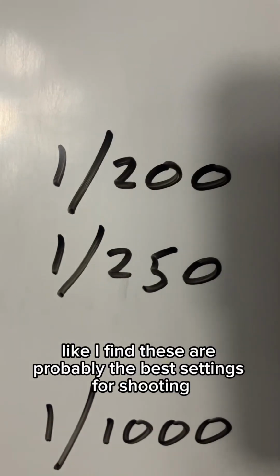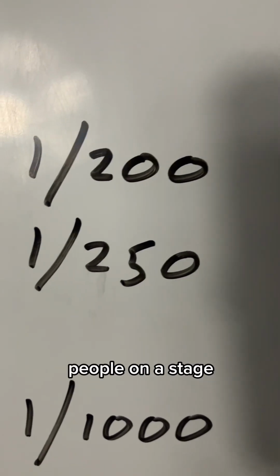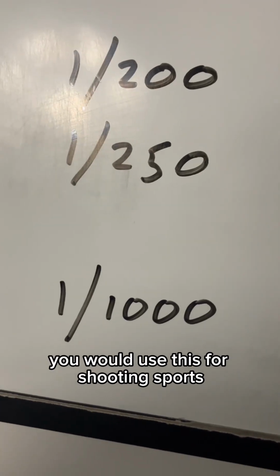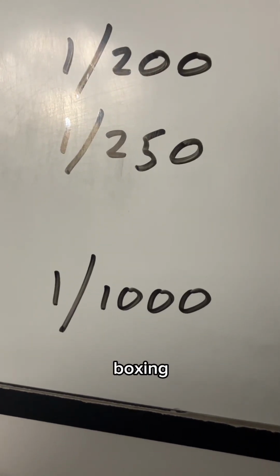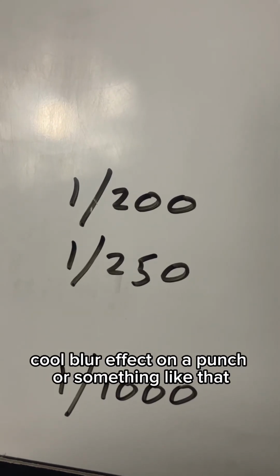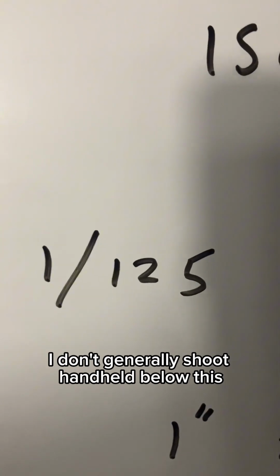I find these are probably the best for shooting people on a stage. The trade-off is the higher this number is, the darker it gets. 1/1000, you use this for shooting sports or fast-moving animals, you can get boxing. You can also go lower on purpose, and you can sometimes capture a nice cool blur effect on a punch or something like that. 1/125, I don't generally shoot handheld below this.